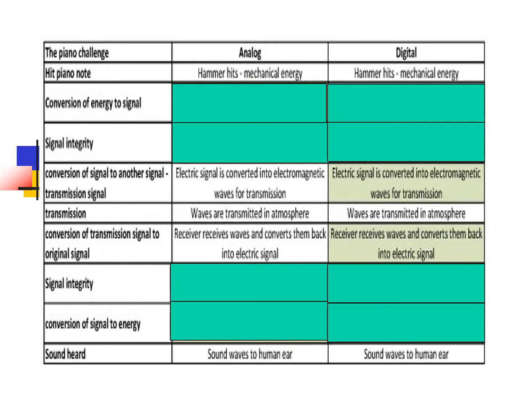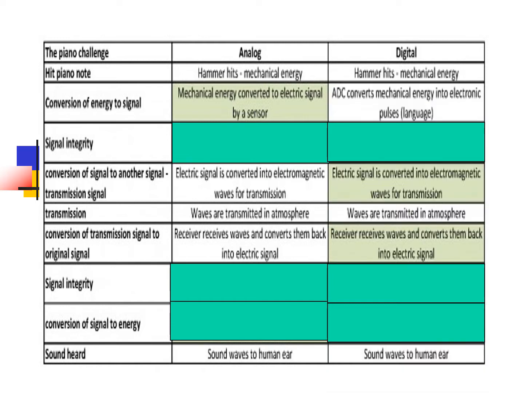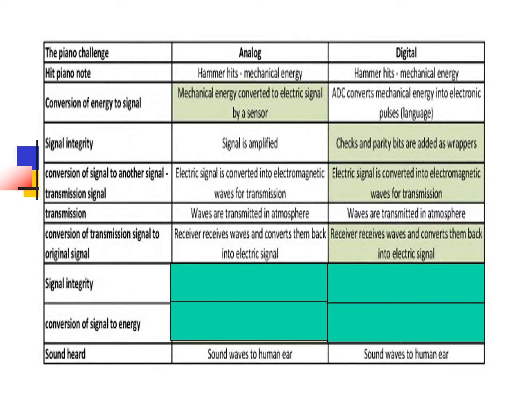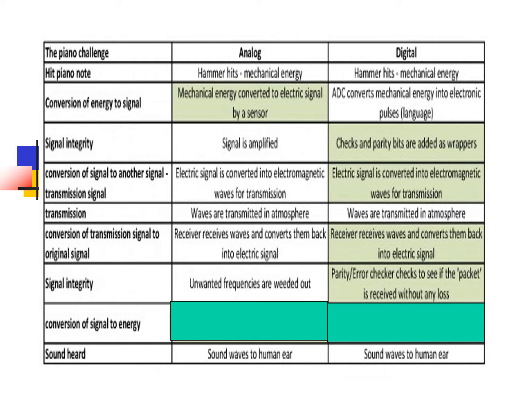While for the differences, in analog signal, mechanical energy is converted to electrical signal by a sensor, while the analog to digital converter converts mechanical energy into electrical pulses. Analog signal is amplified, while digital signal is checked and parity bits are added as wrappers. Unwanted frequencies are weeded out, while for digital, parity or error checker checks to see if the packet is received without any loss.